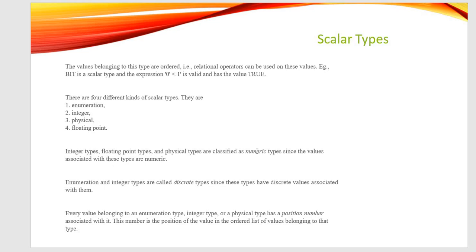Integer type, floating type, and physical types are classified as numeric data types, since the values associated with these types are numeric. Enumeration and integer types are called discrete types, since these types have discrete values associated with them. Then every value belonging to an enumeration type, integer type, or physical type has a position number associated with it. This number is the position of the value in the ordered list of values belonging to that type. So we can see the example also.